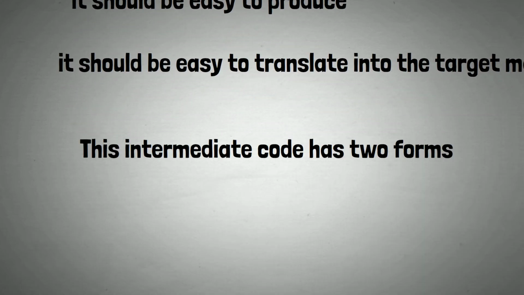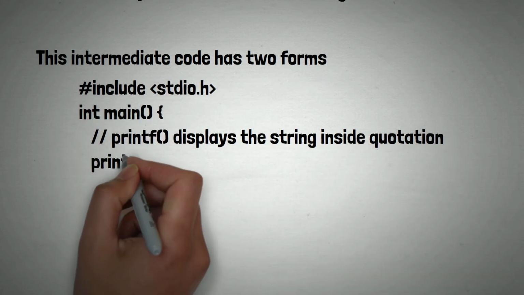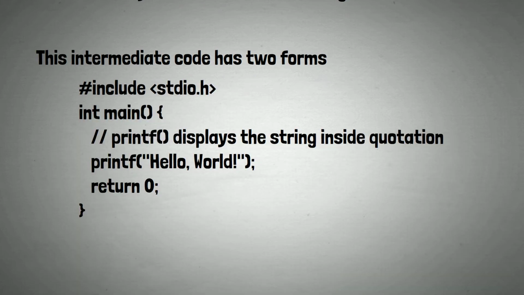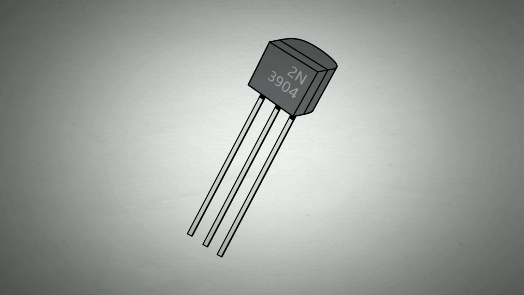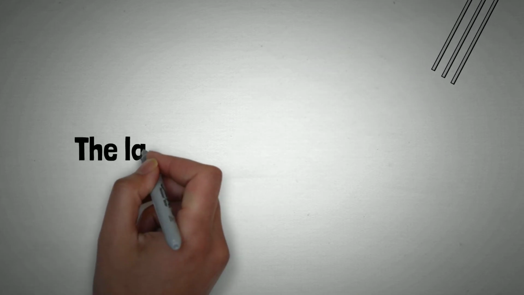This intermediate code has 2 forms. One is high level, which is kind of similar to source code. In this form, we can boost the performance of the source code. Two is low level, and that's the preferred method because it's close to machine level code. The 5th phase is optimization.